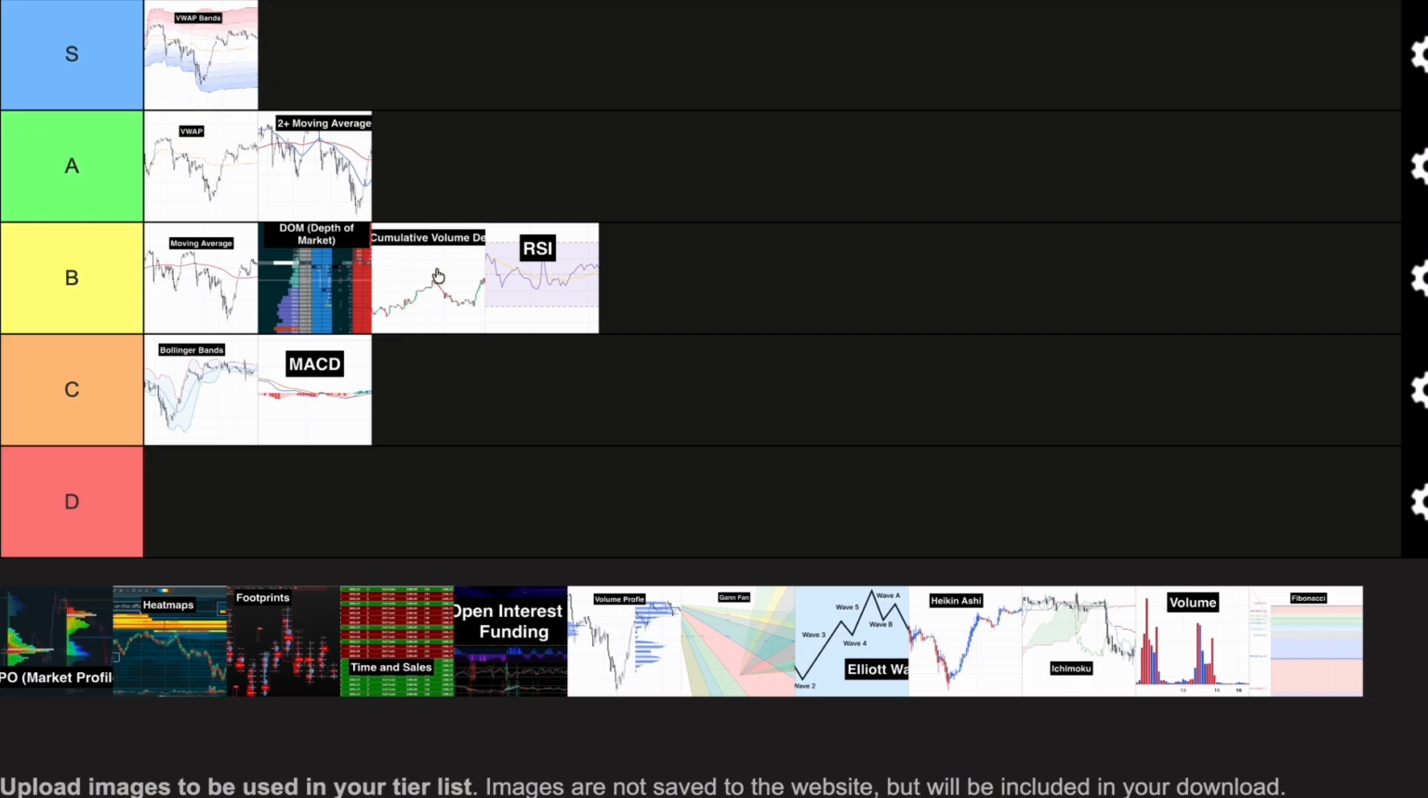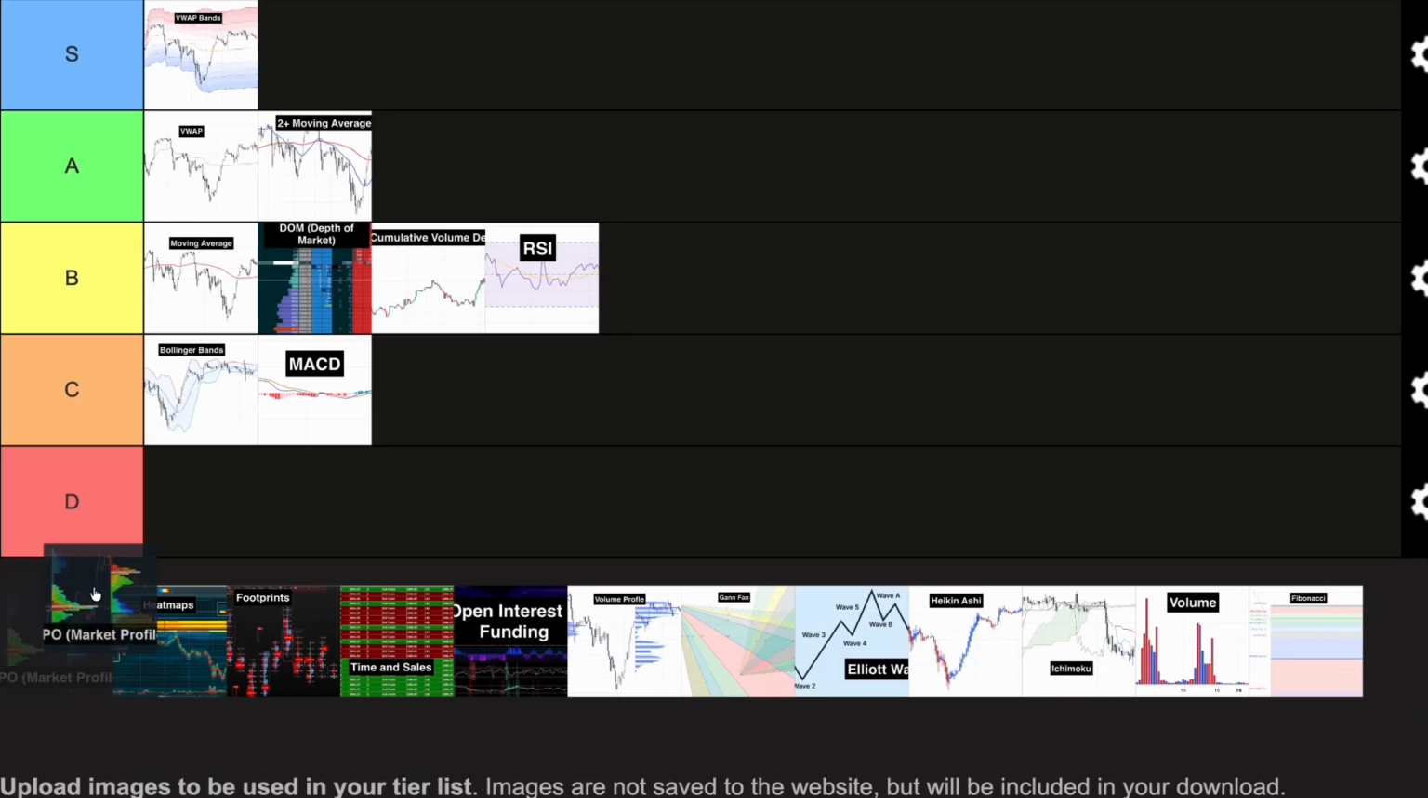I'm more of a patient type of trader where I would just wait for an intraday swing opportunity or an overnight trade. So for me, cumulative volume delta is not useful at this point. So I'm going to leave cumulative volume delta in B. Otherwise, I would move it to A if you were the scalper.